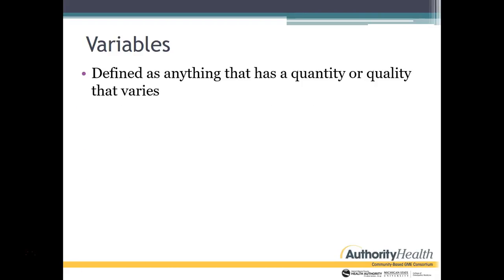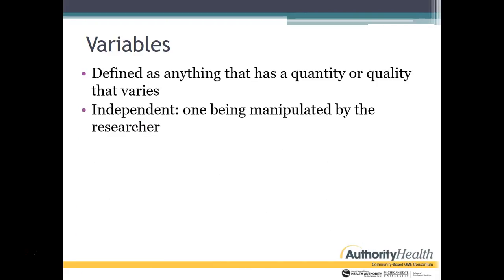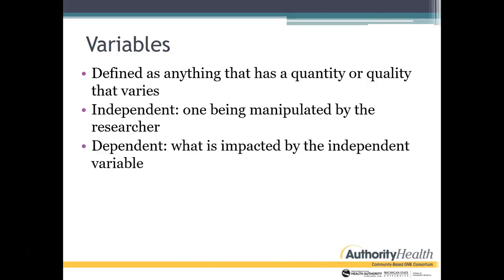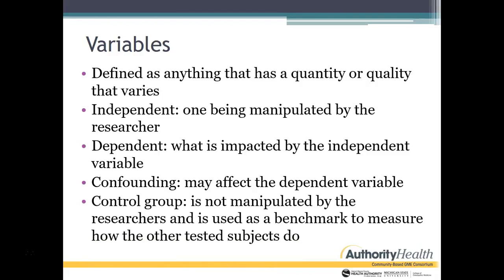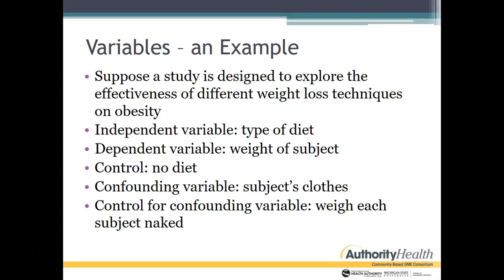So let's talk about variables. Variables are just defined as anything that has a quantity or quality that varies. The independent variable is the one being manipulated by you, the researcher, and the dependent variable is what is impacted by that. Confounding variable, which we'll talk about in detail, may affect the dependent variable. And then this idea of the control group, which is the group not manipulated by the researchers, and this data is used as a benchmark to measure how the other tested subjects do.